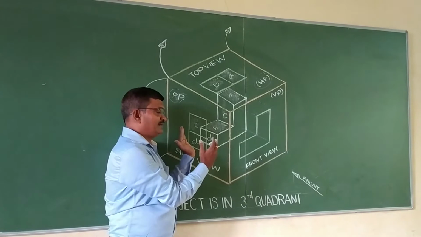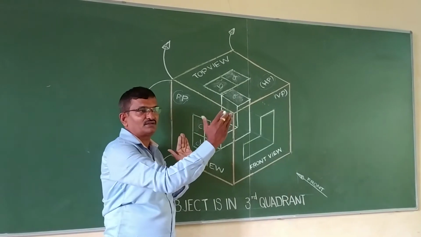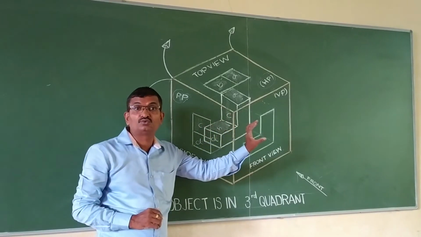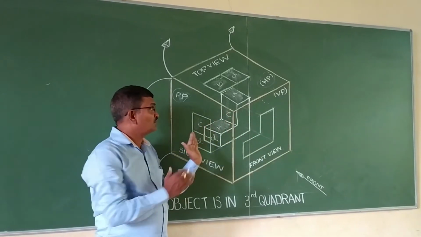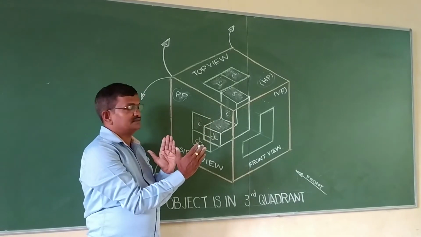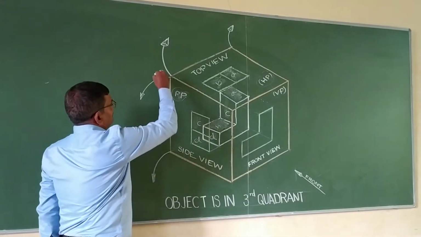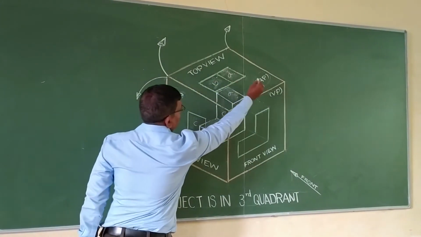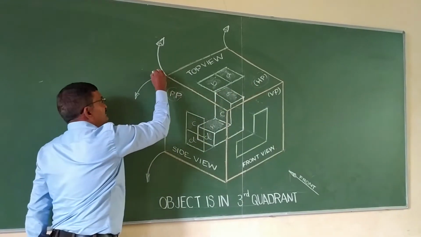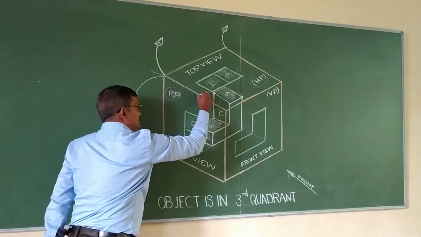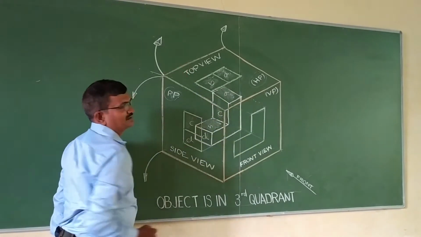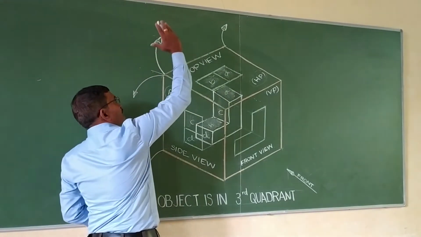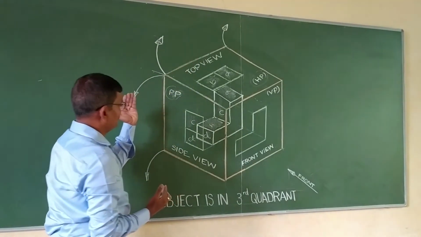See, in this way it is not possible to represent it on the drawing sheet because it is a 3D drawing. Our drawing sheet is a 2D, two-dimensional sheet. So what we have to do is, take scissors and cut the plane in between the HP and PP. Then it has to rotate. The HP has to rotate in the upward direction, and the PP has to rotate in this direction.